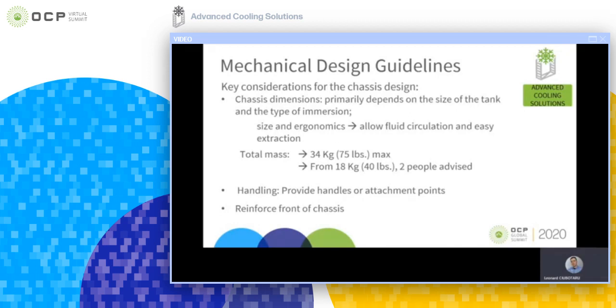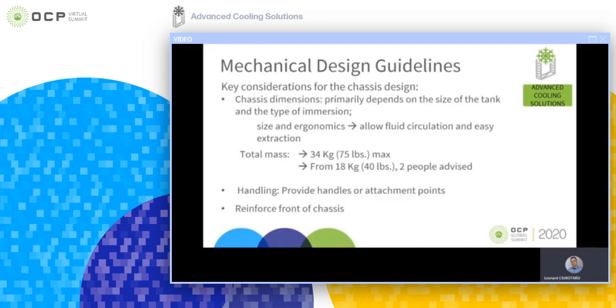In order to meet data center handling requirements, the total mass of a server with all the components installed must not exceed 34 kilograms or 75 pounds. If the server is more than 18 kilograms or 40 pounds, it is recommended to be handled by 2 people. For permitting easy handling, the chassis needs to be equipped with handles for manual manipulation or otherwise with some sort of attachment fixture for mechanical manipulation.